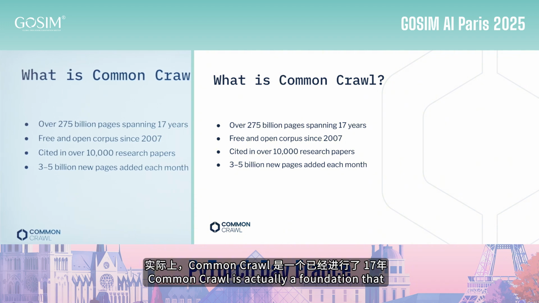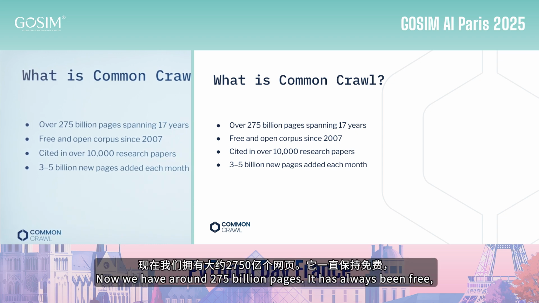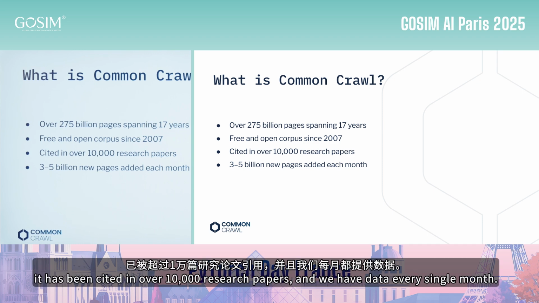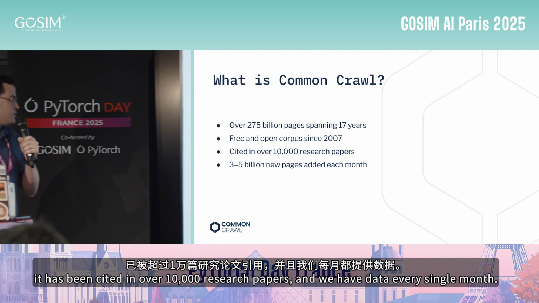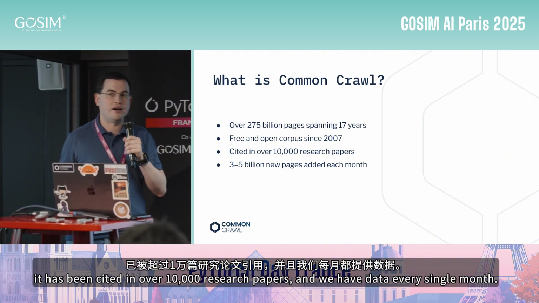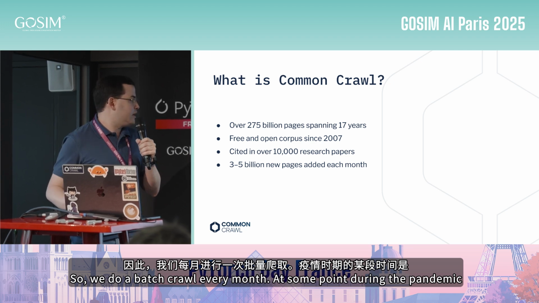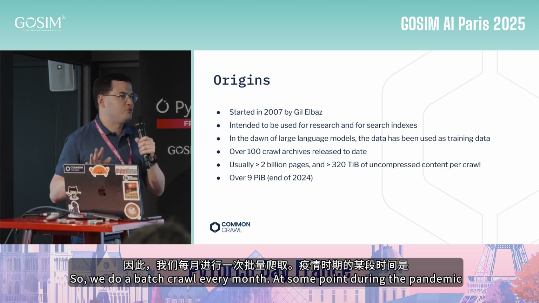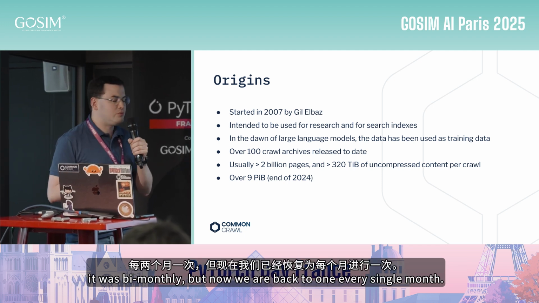Common Crawl is a foundation that has been doing a generalistic crawl for over 17 years. Now we have around 275 billion pages, and it has always been free. It has been cited in over 10,000 research papers, and we add data every single month. We do a batch crawl every month. At some point during the pandemic it was bi-monthly, but now we are back to one every single month.